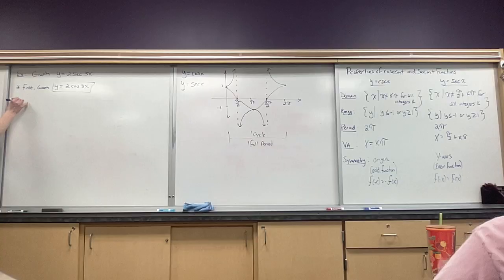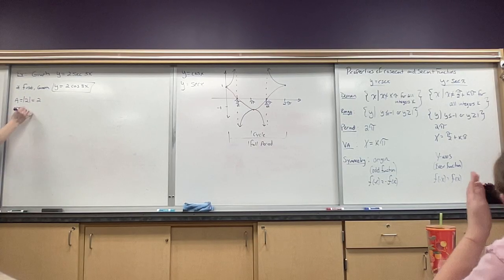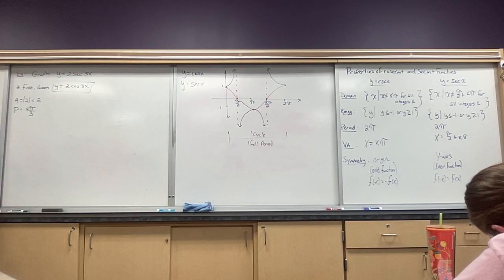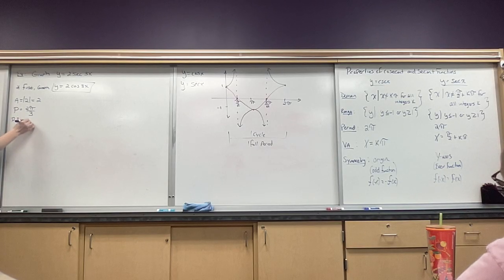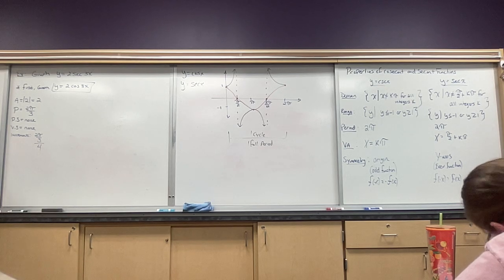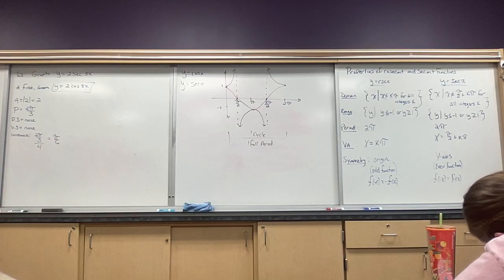So let's just list some facts. The amplitude for this guy is 2, okay? The period would be 2 pi over my b value, which is 3, so it would be 2 pi over 3. Okay, next, phase shift, there is none. Vertical shift, there is none. Increments, what are we going to count by? We take our period, divided by 4, and we get pi over 6. And we reduce it.